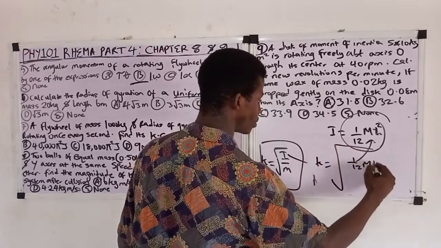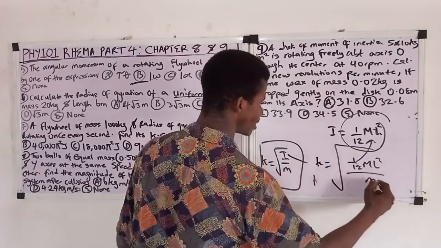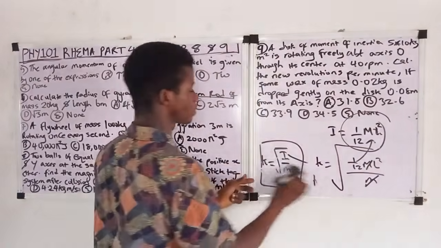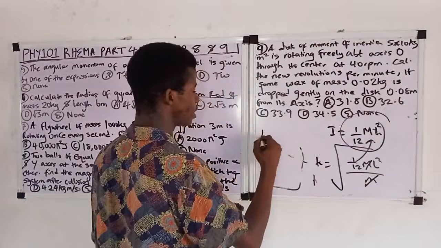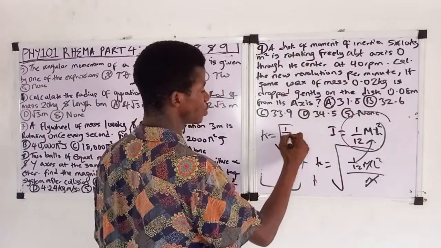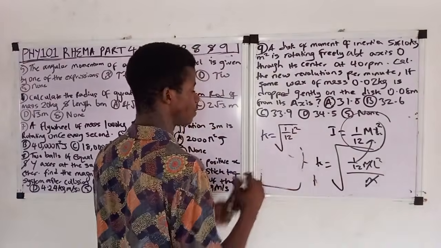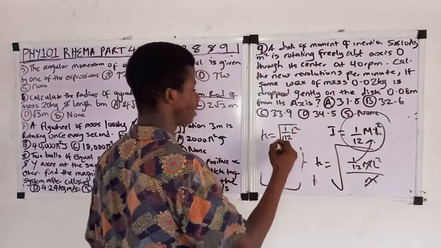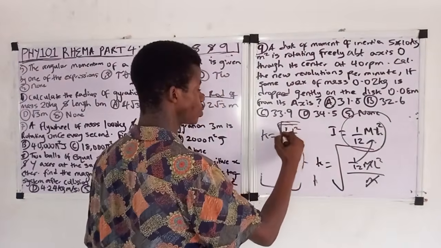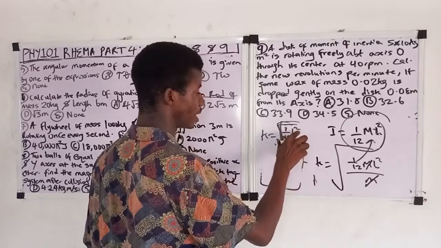112, right? ml squared divided by what? This mass cancels this mass. We'll be left with K equals root 112 times the square of the mass, right? Yes, root 112 times the square of the... I mean, root 112 times the square of the length, right?